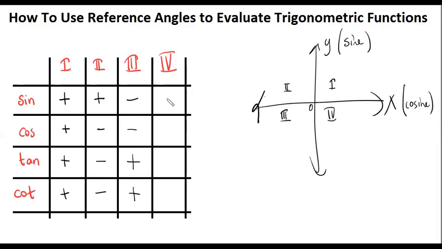And the last quadrant, the fourth quadrant. In the fourth quadrant, sine is negative because the sine function is the y-coordinate. The cosine in the fourth quadrant is positive. Tangent is negative over positive, which is negative, and cotangent is the same as tangent, which is negative. So I hope you understood this. This is pretty easy, clear.